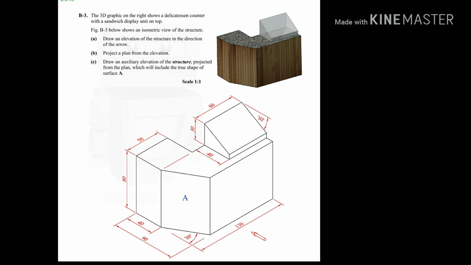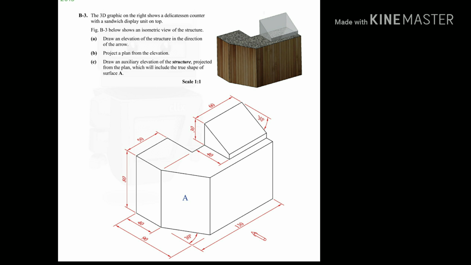3D graphic on the right shows a counter with a sandwich display unit on top. Figure 3b below shows an isometric view of the structure. Part A. Draw the elevation of the structure in the direction of arrow A.